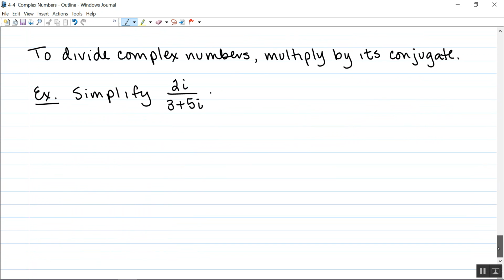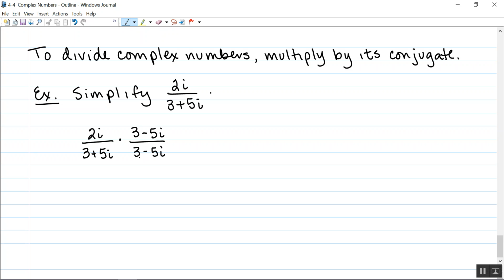And our last example here is dividing complex numbers. And this is going to be something similar to what we did with square roots, is we need to multiply by its conjugate. You can't have an i in the denominator, just like you can't have a square root in the denominator, so I'm going to have to multiply by the conjugate of 3 plus 5i. So the conjugate of 3 plus 5i is 3 minus 5i. So we'll have 2i over 3 plus 5i times 3 minus 5i over 3 minus 5i.